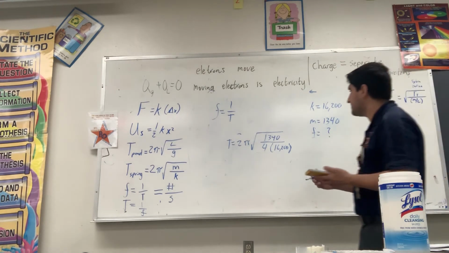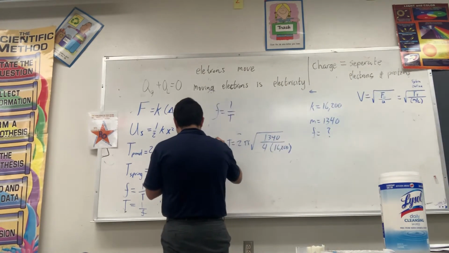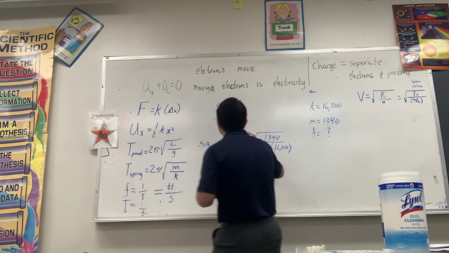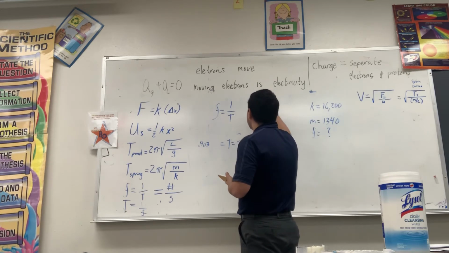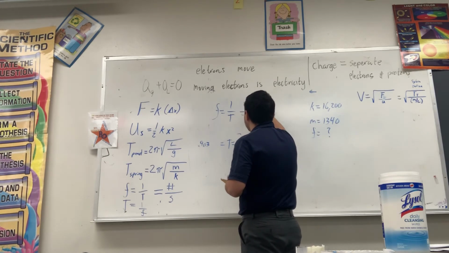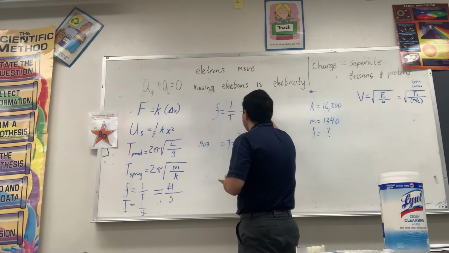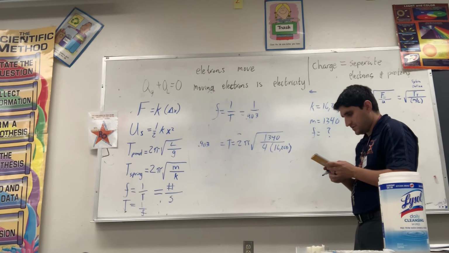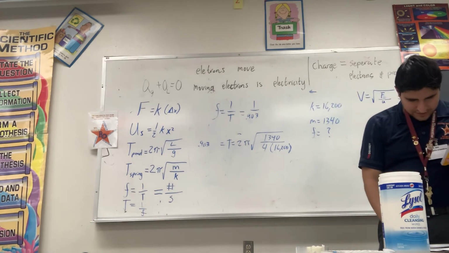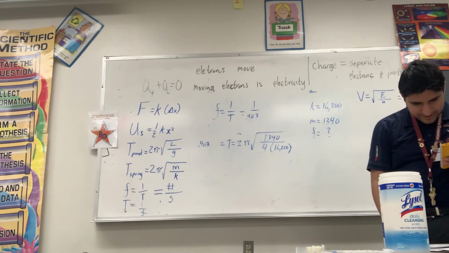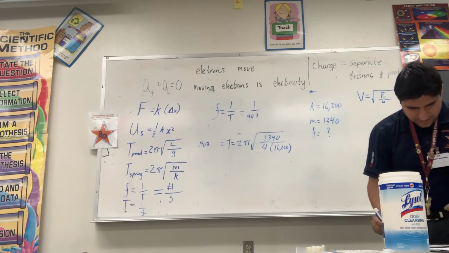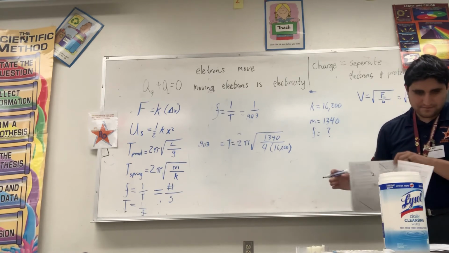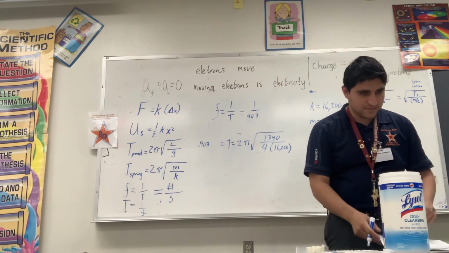So my period ends up being 0.903. To find the frequency, it'll be 1 over 0.903, so 1 divided by my answer. And the answer is 1.106, which is number 10.